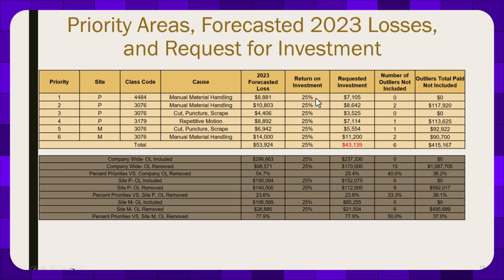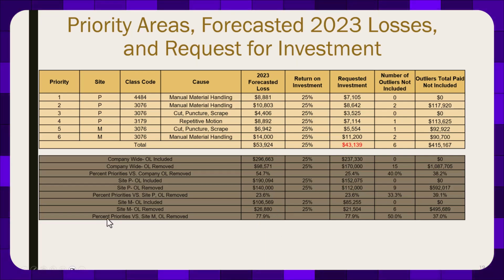They decided to use a return on investment of 25%. We use these two numbers to kind of back calculate a requested investment. And these numbers do not include these outliers. And then there is a comparison of what these estimates are for the priorities against the company-wide estimated losses. And it kind of shows percentages.